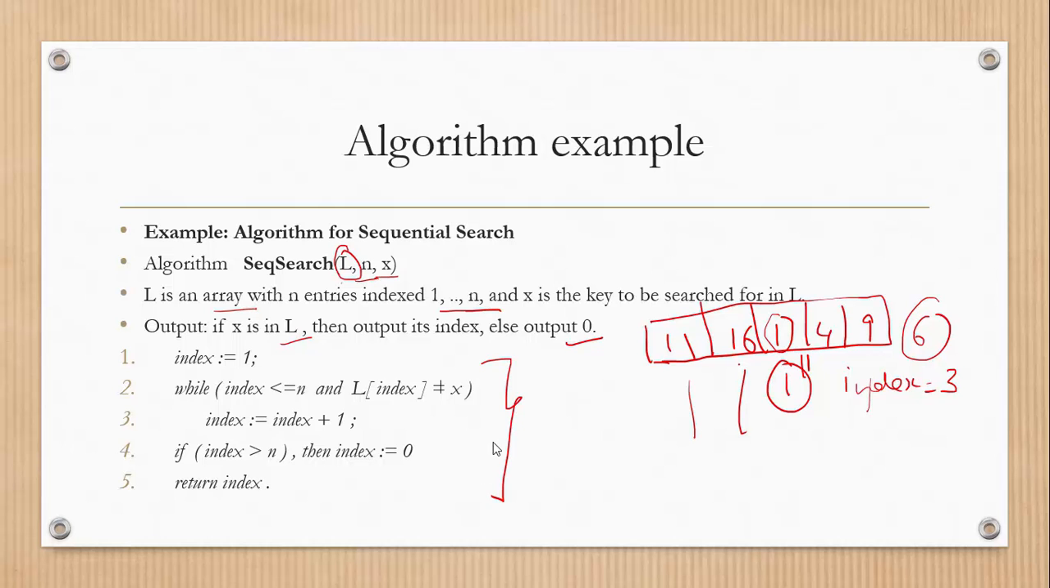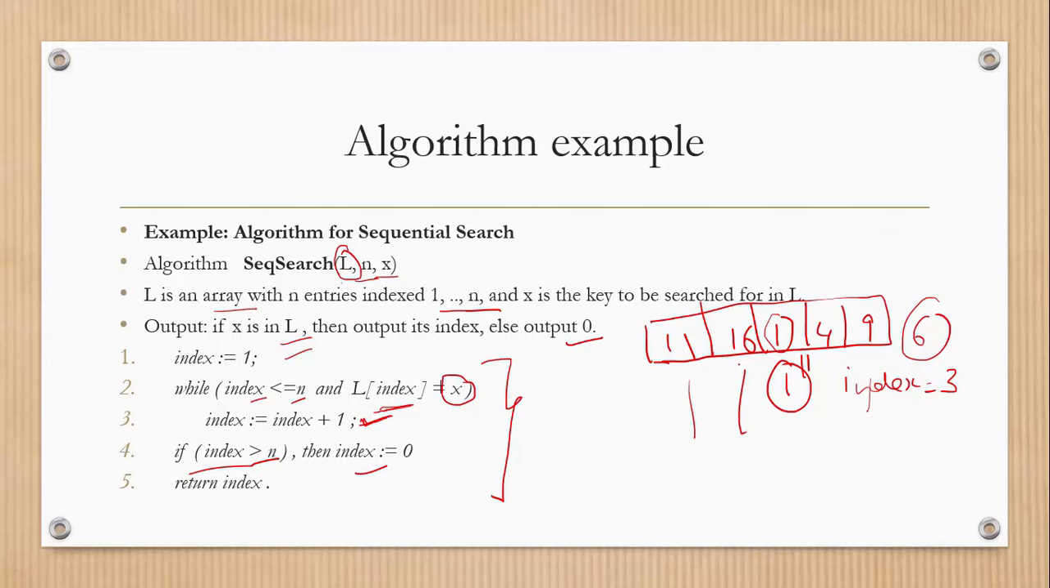So this is the algorithm. Starting from the first index, that is index equal to 1, we have taken a while loop and compare the value of index with the size of the array. The second condition compares the key which we want to search with the value at different indexes. In this statement, we increment the index value if the item is not present. This will be the condition when the complete array is traversed and the item is not present, and the output will be 0. So this is the algorithm for sequential search in the array.